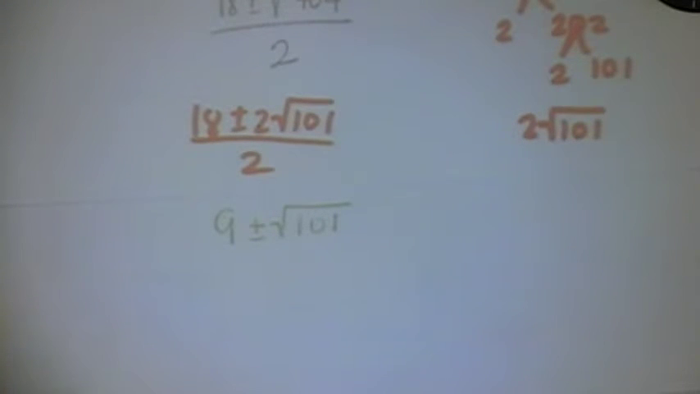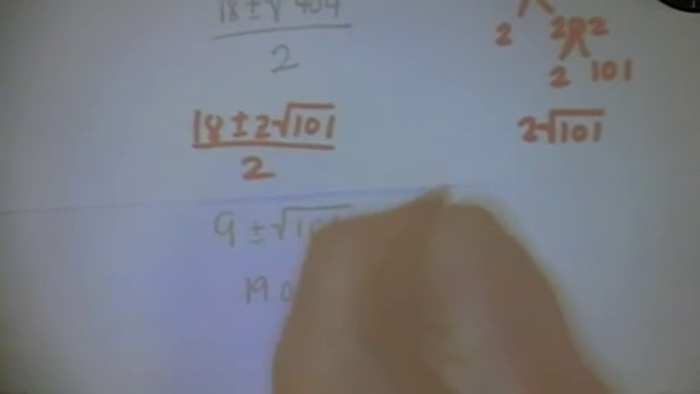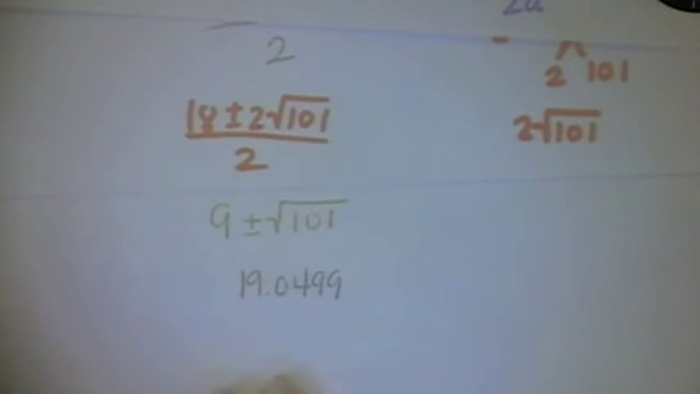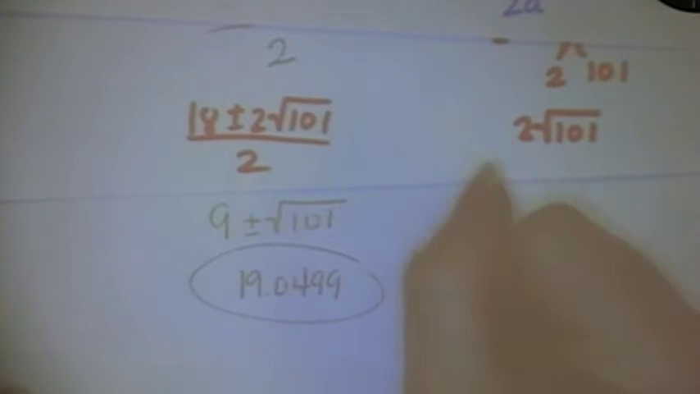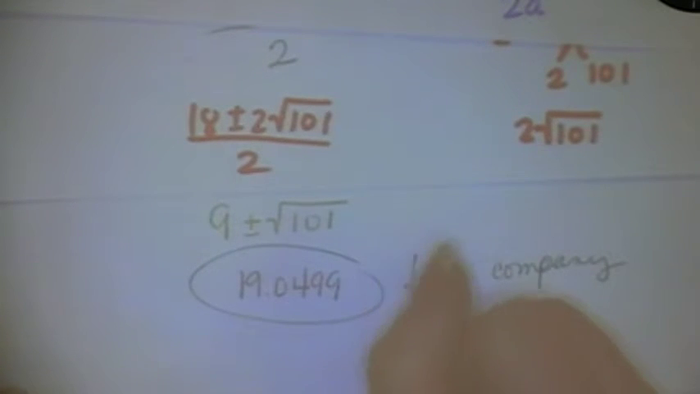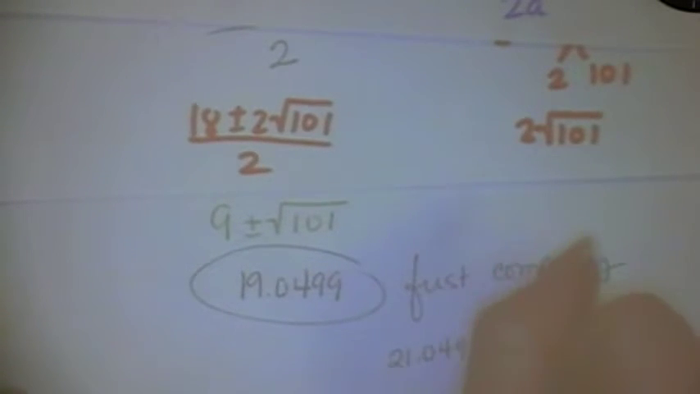So that's the first company, which is 19.0499. Right, which is, again, if you go back to your let statement, that's the first company. Which means the second company would be 21.04. Is the competitor.